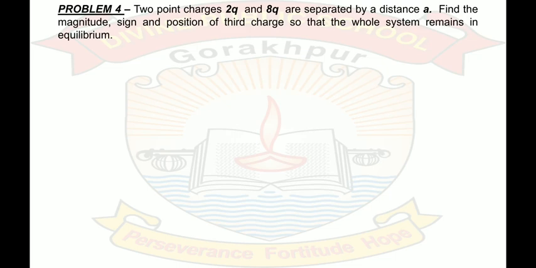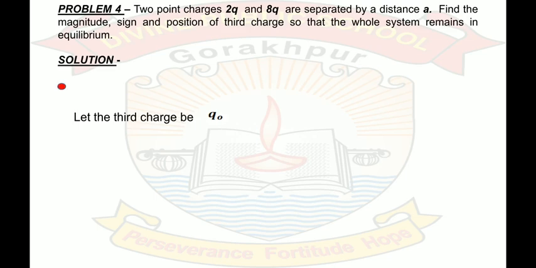Now, as I told in the last lecture also, in this the charges are of similar type, both are positive, so the equilibrium point must exist between the charges on the line joining them. Let us make the diagram to understand. Solution: let the third charge be q naught. Okay, now let us make the diagram.